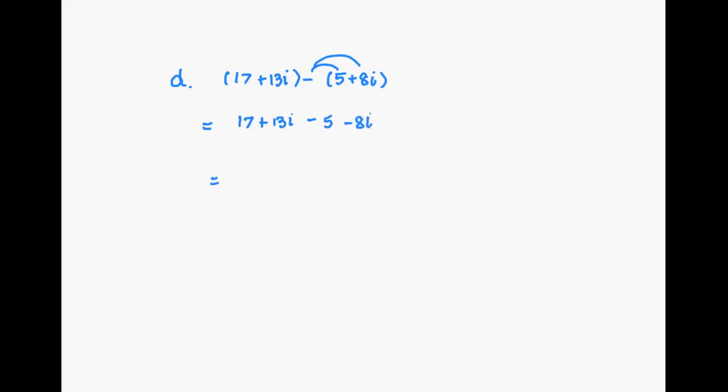And then combine them like we work on like terms. For the number and number, 17 minus 5 becomes 12. And then for 13i minus 8i, it becomes 5i. Now we have the simplified form of this subtraction.